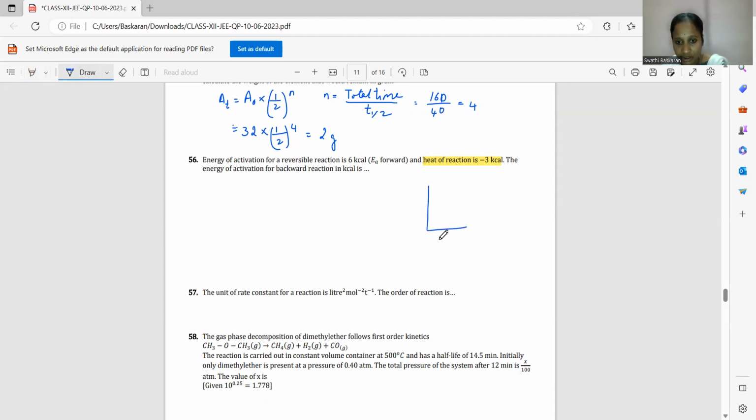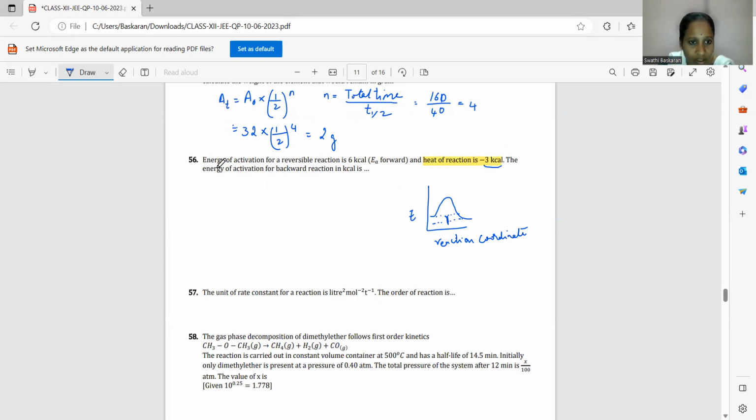We all know this is the reaction coordinate, and this is the energy. Now we are saying it is exothermic, which means that the reactant's energy will be higher than the product's energy. Now what have they given? They have given the delta H value. So this is the delta H value, which is given to be 3 kilocalories.